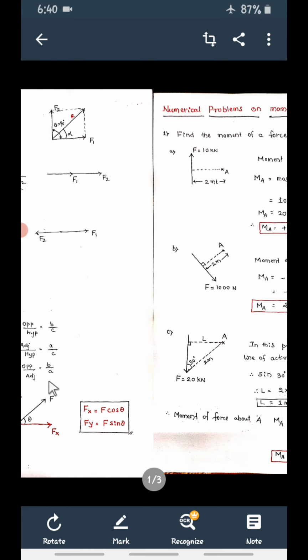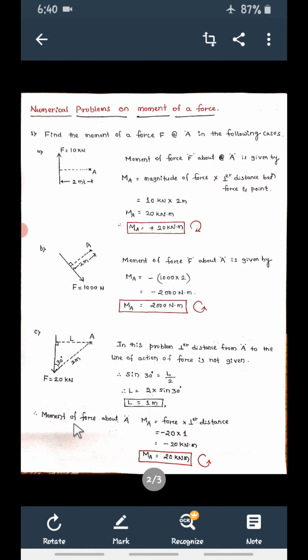Right. So now let us solve the problems on moment of a force first. In the previous classes we have studied moment of a force. What is a moment? Moment is nothing but the capacity of a force to rotate the body. So moment is nothing but a rotation of a body with reference to the force, either in clockwise or anti-clockwise direction. So let us solve some problems on how to find the moment of a force first.